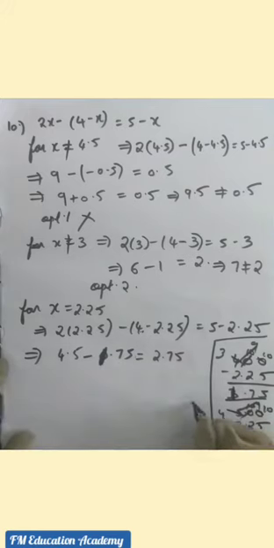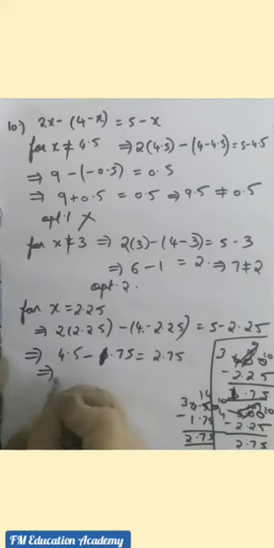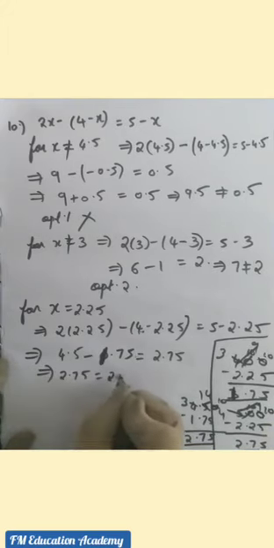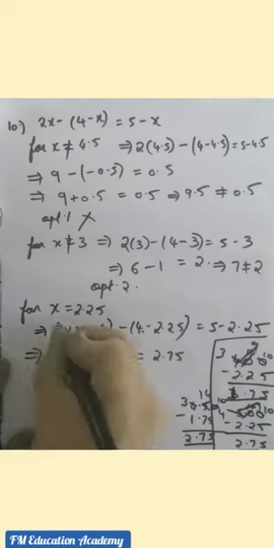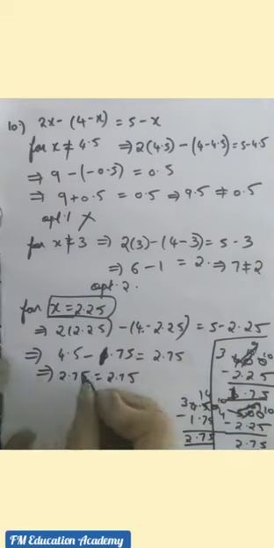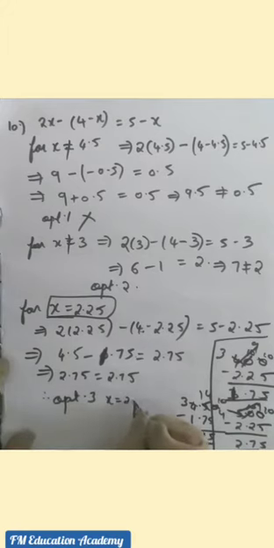What is 4.5 minus 1.75? This can be written as 0. This will become 4. 10 minus 5 is 5. This will become 3. This will become 14. 14 minus 7 is 7. 3 minus 1 is 2. So on LHS also we got 2.75 is equals to 2.75. Since LHS and RHS are equal, when we substitute x is equals to 2.25, we get that option 3, that is x is equals to 2.25 is correct.